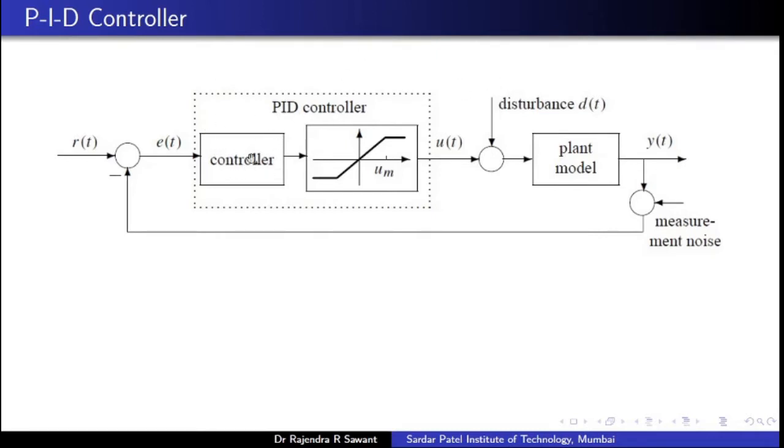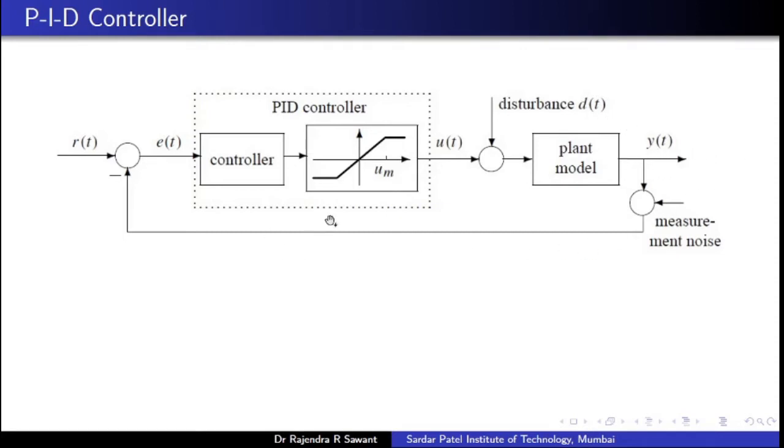Then there is a controller. The controller is followed by an actuator. This actuator is basically a saturator here. It is not allowing the variables to go beyond the bounds, and u(t) is the input to the plant. Okay, so one can also add a disturbance here as d(t), an additional disturbance, and this u(t) is going to the plant. Now there is a plant model, and the plant is producing an output y(t), and then again it is fed back.